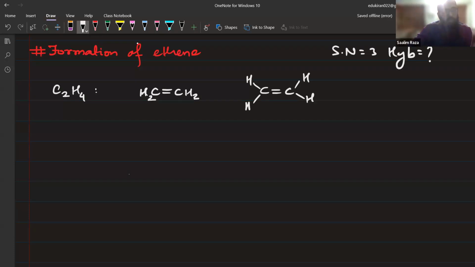sp3d. Steric number 3 here. I don't know where you are looking, Isan. Steric number is 3. What is the hybridization? Please look in your notes. What is the hybridization when steric number is 3? You are looking at steric number 3, Isan.